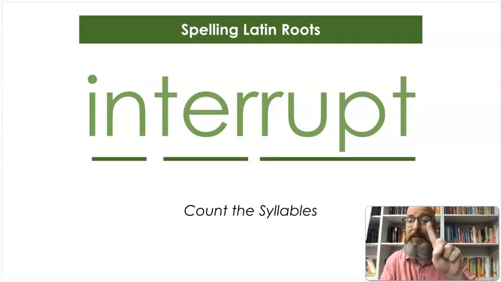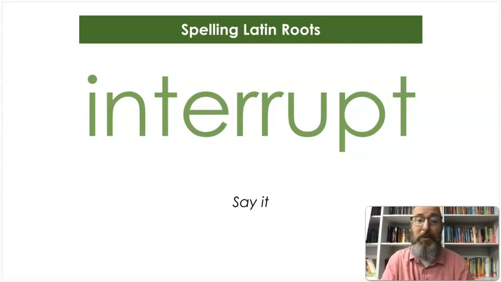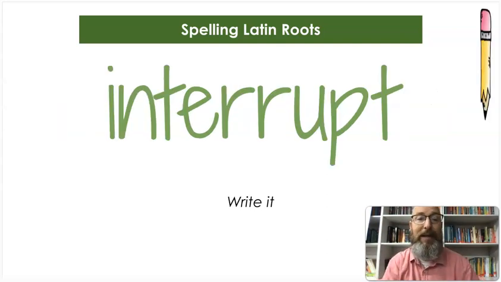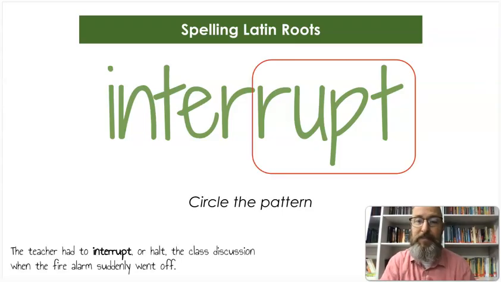Let's count the syllables. Interrupt. Let's spell it. I-N-T-E-R-R-U-P-T. Interrupt. And let's write it. I-N-T-E-R-R-U-P-T. We're going to circle that Latin root rupt again. The teacher had to interrupt or halt the class discussion when the fire alarm suddenly came on. That fire alarm probably interrupted too.